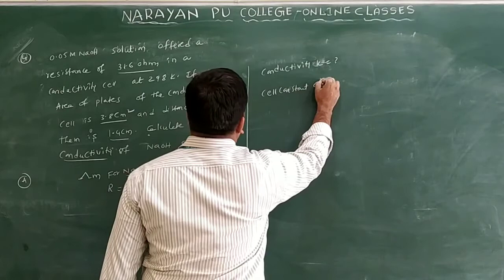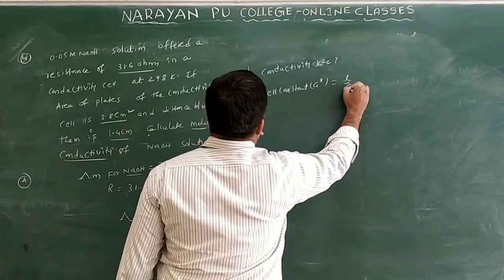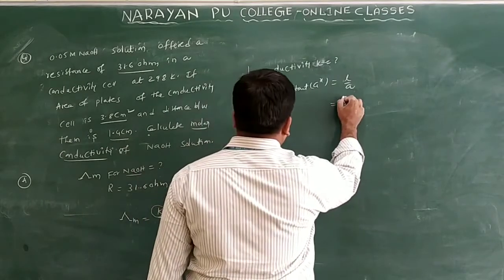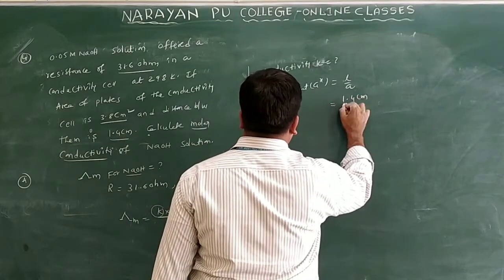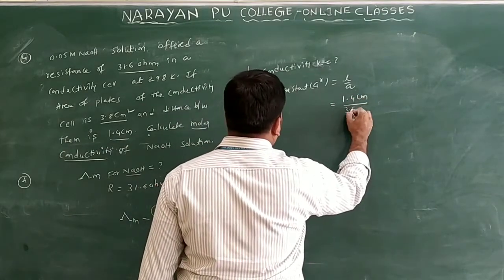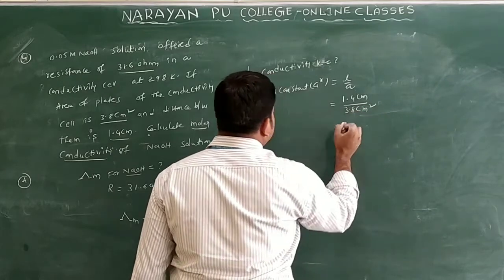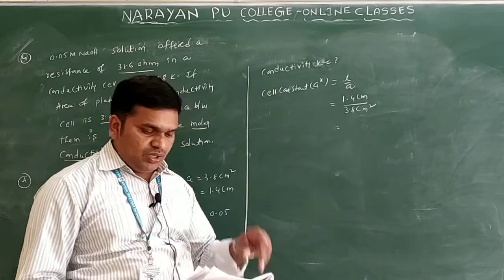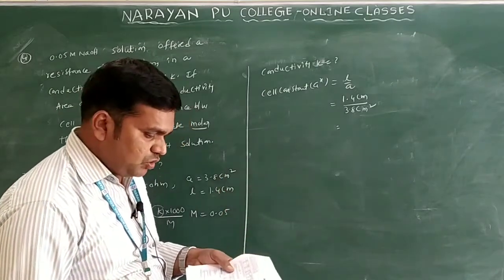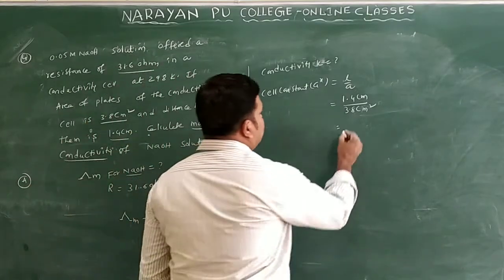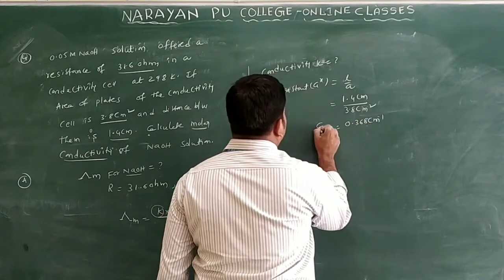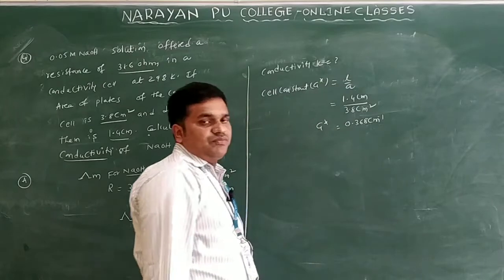Cell constant G star is equal to, you know the formula, L by A. What is the length given? Length is given here as 1.4 centimeter by, what is the area given? 3.8 centimeter square only. So 1.4 by 3.8 centimeter square, what you will get here is 0.368 centimeter inverse. This is G star only.